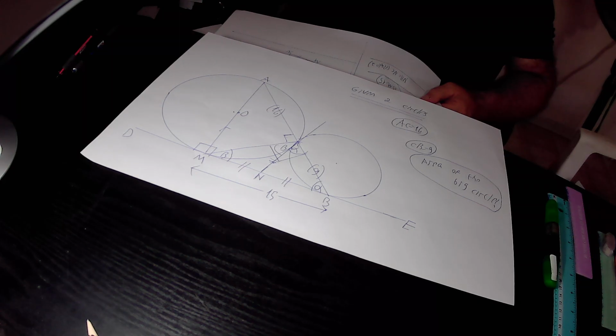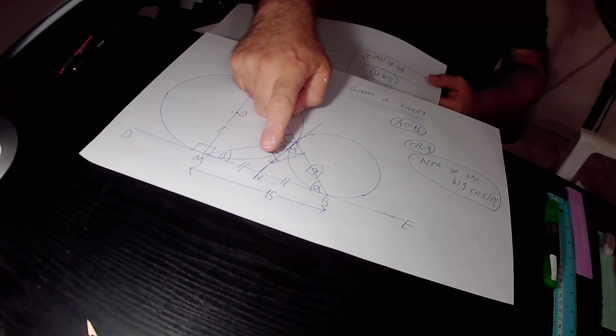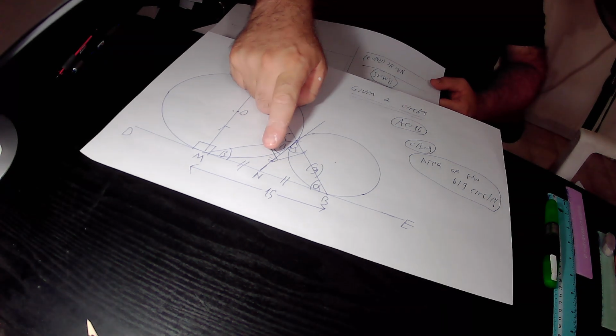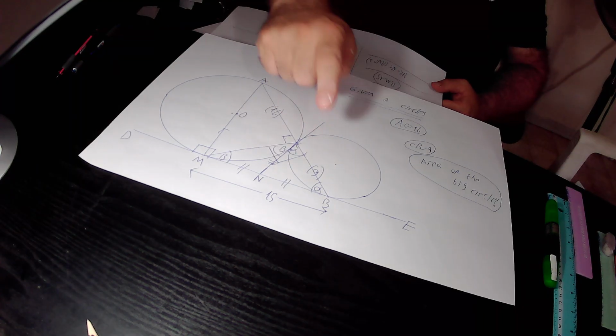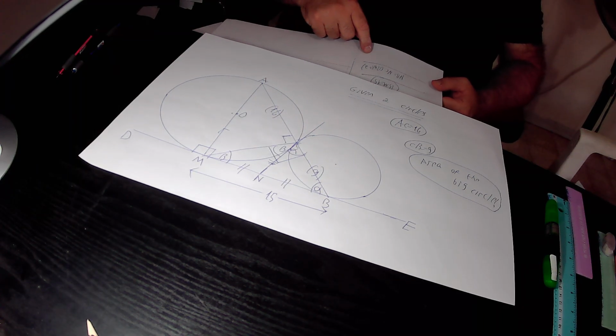So here, if you focus on this common external point N, from this common external point N, we have two tangents to this small circle, tangent NC and tangent NB, and according to Rule 2, they are equal to each other.